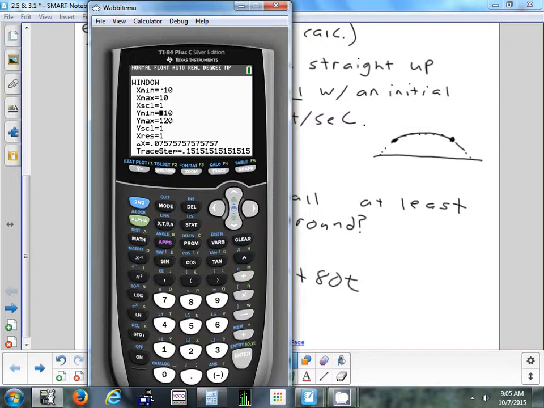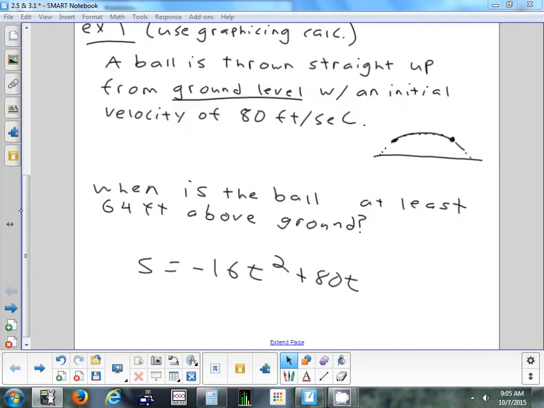Does negative height make sense? No, unless the ball is going underground, which it's not. X is time. What should be my lowest value for time? 0. We're not traveling through time. We can't go backwards. So set your time at 0. And then the max is how long the ball is in the air for. We don't know. Let's assume it's not in the air more than 10 seconds. If it is, it'll go off the screen and we'll fix it. Actually, that's fine. There's the path of our ball.